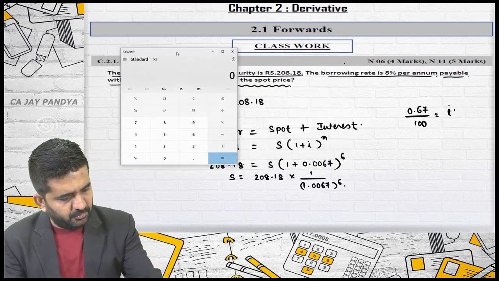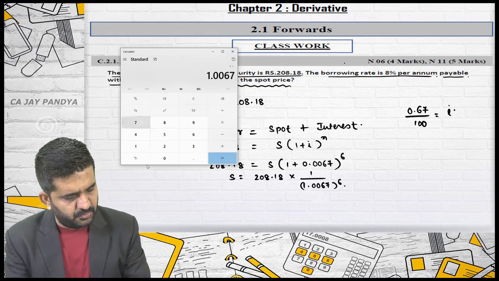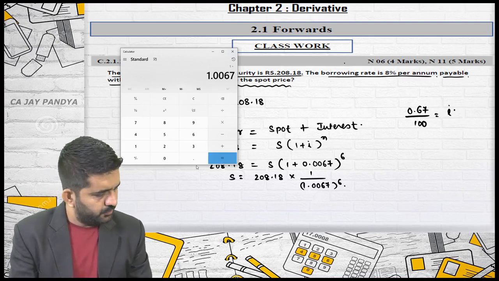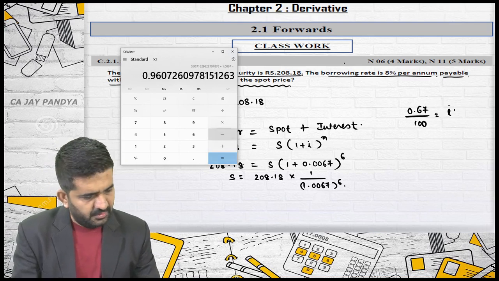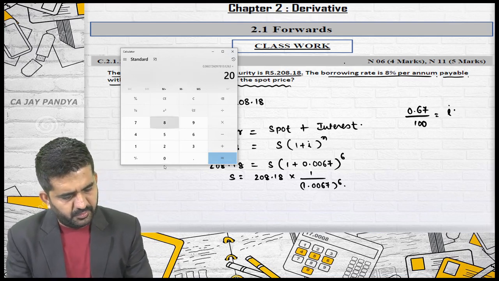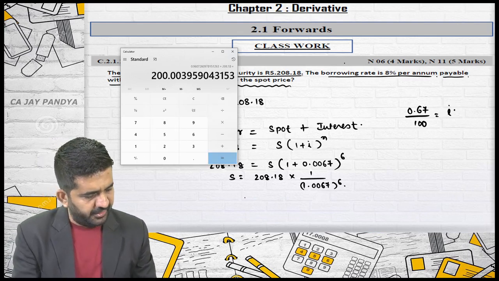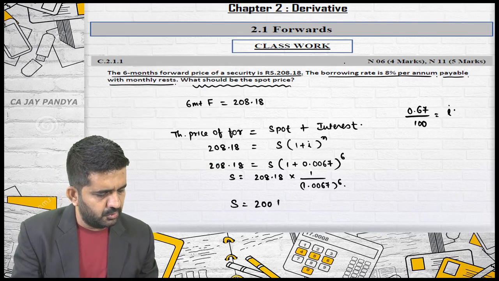I'll be directly finding out the answer. It is 1 divided by 1.0067 raised to 6, that is 6 times, multiplied by 208.18, which is 200. Spot price is 200 rupees.